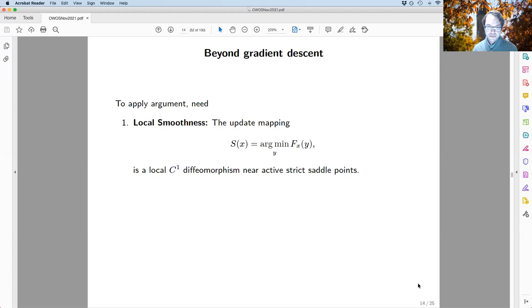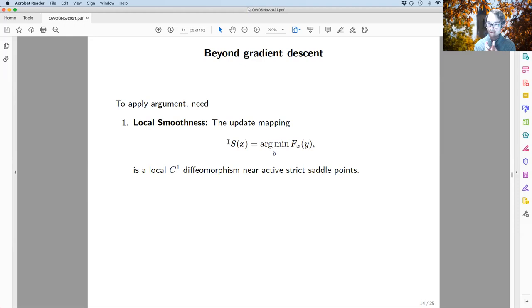So to apply this argument, what do we need? We need local smoothness of the iteration mapping, right? Because this is going to be our fixed point mapping. I'm using a different letter S now instead of T for a reason that will become apparent in a second. So we need to show that this update mapping is C1 near the active strict saddle point and is a local diffeomorphism. Okay, so those are the two things we need to show.